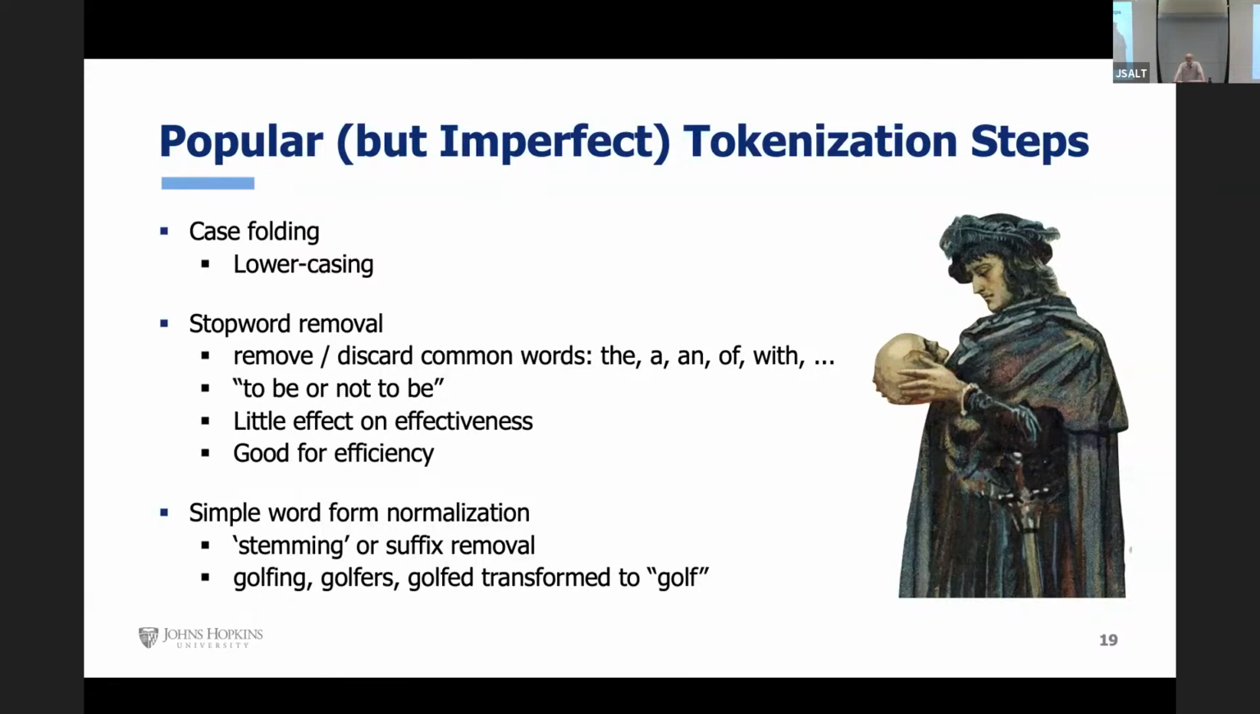And then there's word form normalization. So stemming is a common one. Stemming is simply suffix removal. You build a system that chops off the ends of words. So you might have golfing, golfers, golfed. All of them, you chop off the end and transform them all to golf. And that way, if you have some query about golf and there's a document about a golfer, you find it.